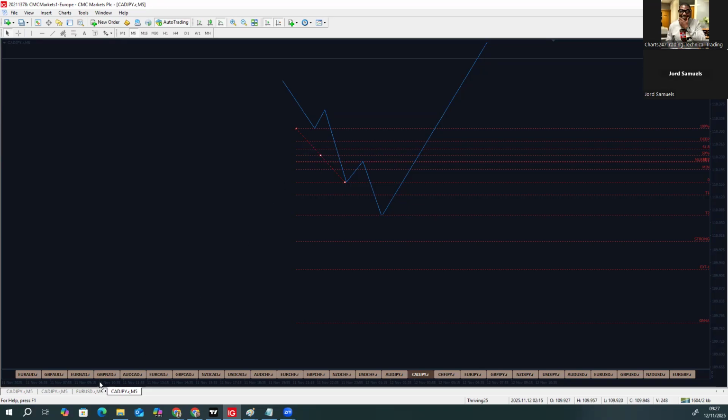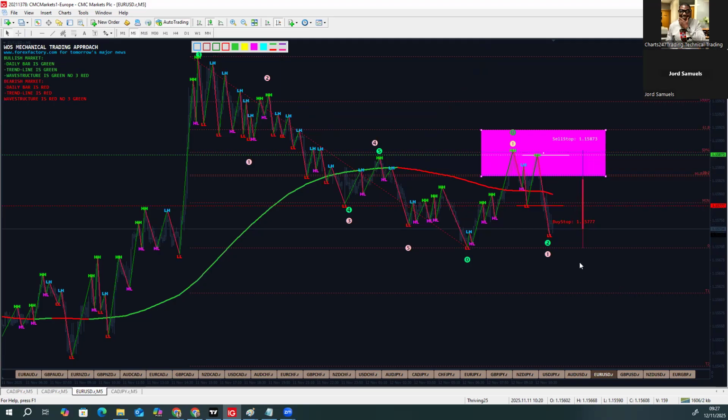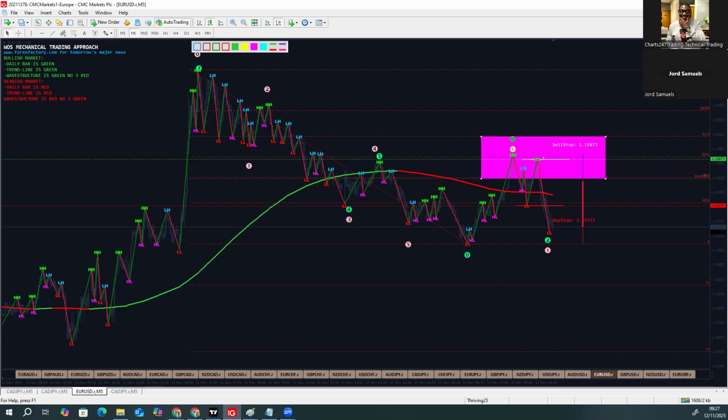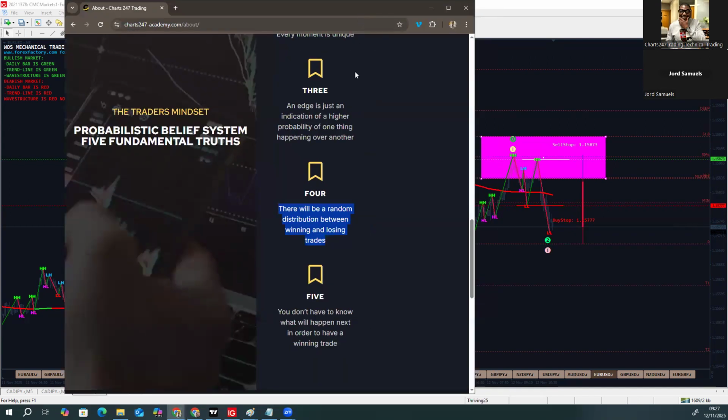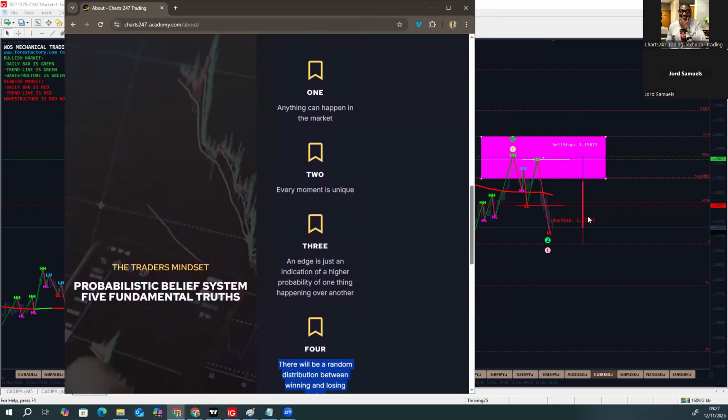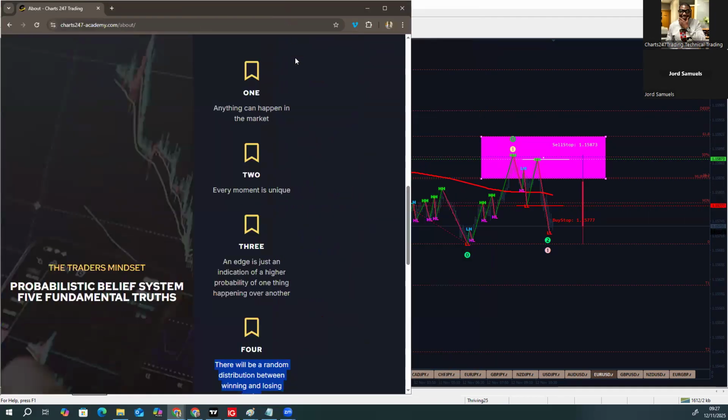Okay. So let's check the Euro US dollar. Price is slowing down a little bit here. Okay. And I shared something on the trade that I'm currently posting on YouTube and TradingView. Look at this. When you take a trade, you have to reinforce this all the time, Jordan. You have to reinforce this psychology. This is how you think. If you can think like this, you will be calm. Your emotion will be in check.